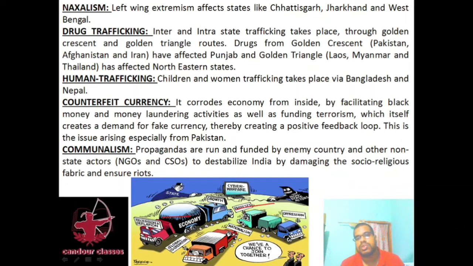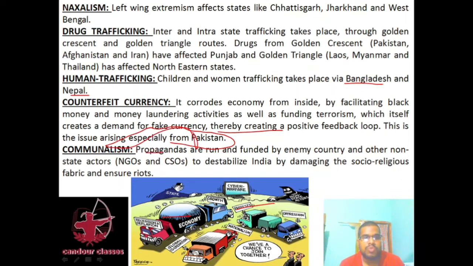through Bangladesh and Nepal. Then counterfeit currency. It corrodes the economy from inside by facilitating black money and money laundering activities as well as funding terrorism, which itself creates a demand for fake currency, thereby creating a positive feedback loop. This issue arises especially from Pakistan. This counterfeit currency, known as fake currency, is also an issue for internal security.